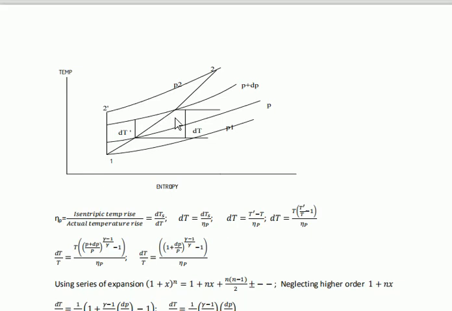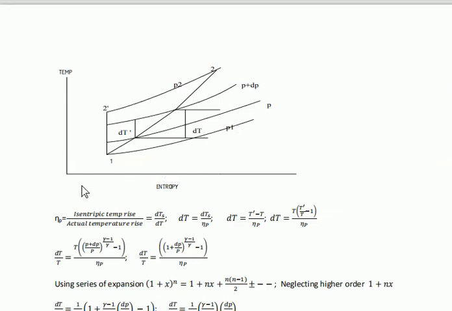infinitesimal stages. Out of those infinitesimal stages, we can take one stage that operates between the pressures P and P plus dp. So we take one stage in between the pressures P1 and P2. That stage has pressures P and P plus dp, and temperatures T and T plus dt. This shows the compressor temperature versus entropy diagram.